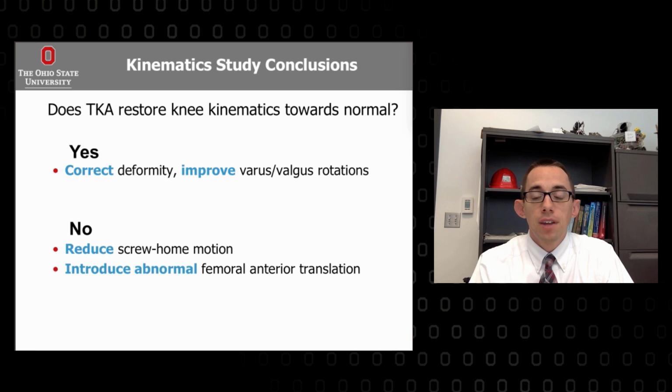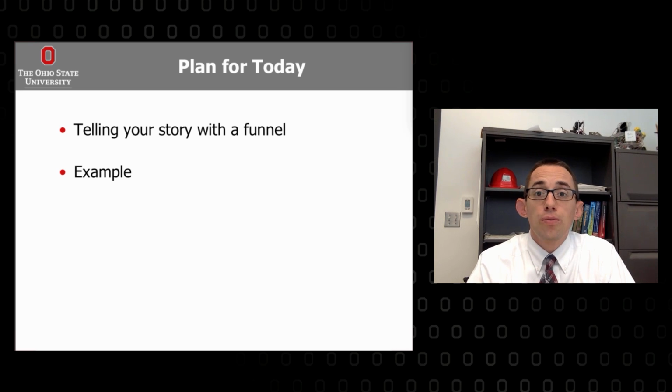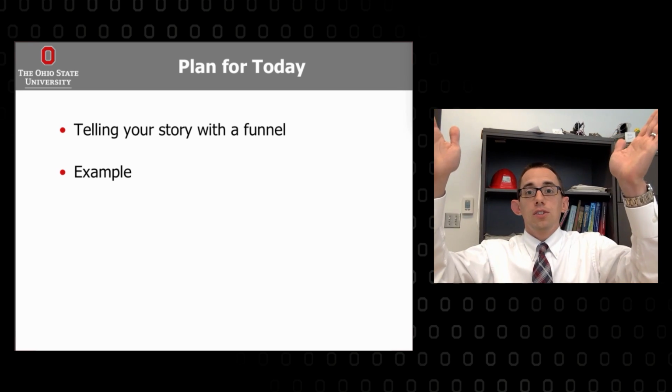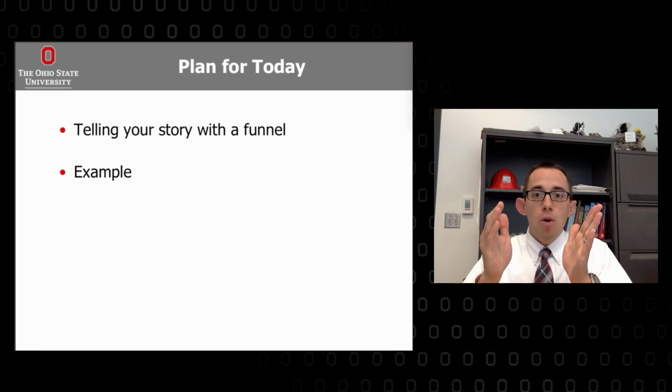At the end, you also show your acknowledgement slides. Here's an example of an acknowledgement slide I had when I first started here at Ohio State. I had a whole bunch of people helping me at Stanford, at Penn State, at Pittsburgh, and then again at Ohio State, and some of the funding that helped us to do it. So you start off your talk with a funnel: start off broad, go narrow, and then end narrow with a specific purpose, a specific hypothesis.